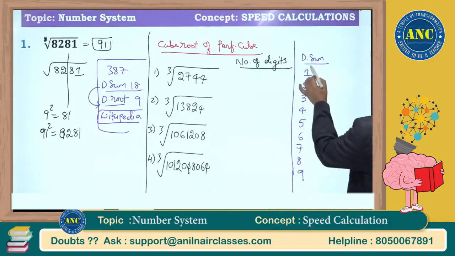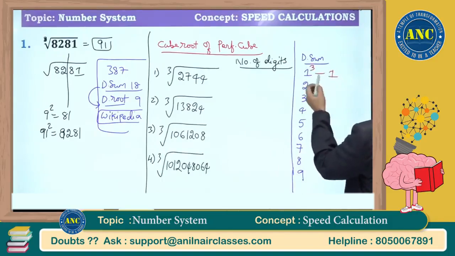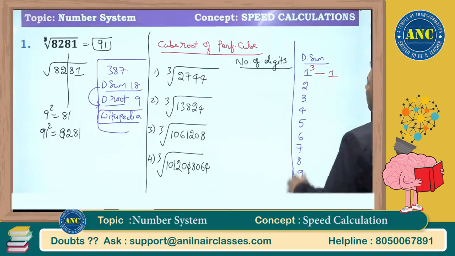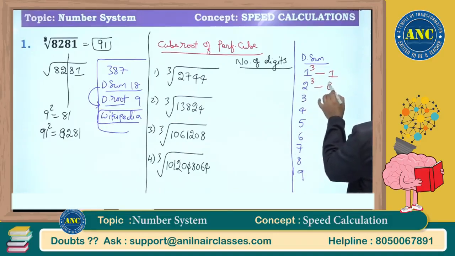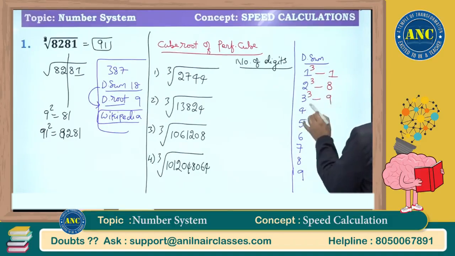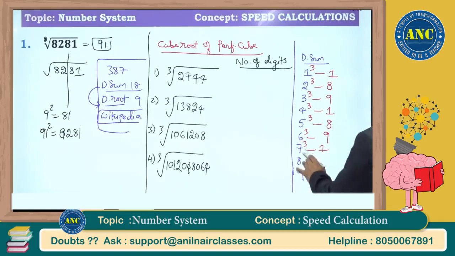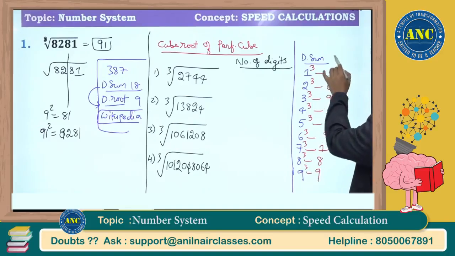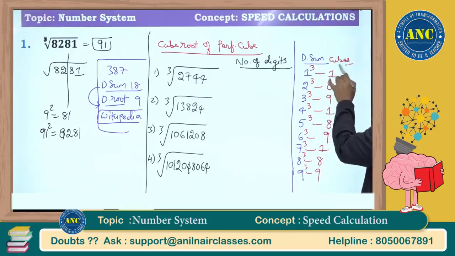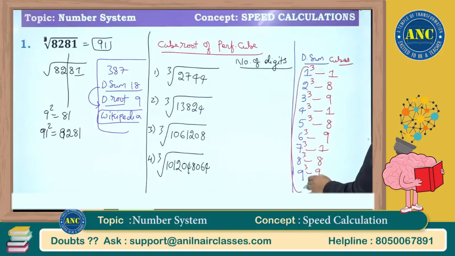Cube it. 1 cube is 1. All the numbers whose digital sum is 1, I am cubing it. 2 cube is 8. 3 cube, 27, 9. 4 cube, 64, 1. 5 cube, 125, 8. 6 cube, 216, 9. 7 cube, 343, 3 plus 4 plus 3, 1. 8 cube, 512, it is 8. 9 cube, 729, it is 9. So these are the cubes of all the possible digital sums.